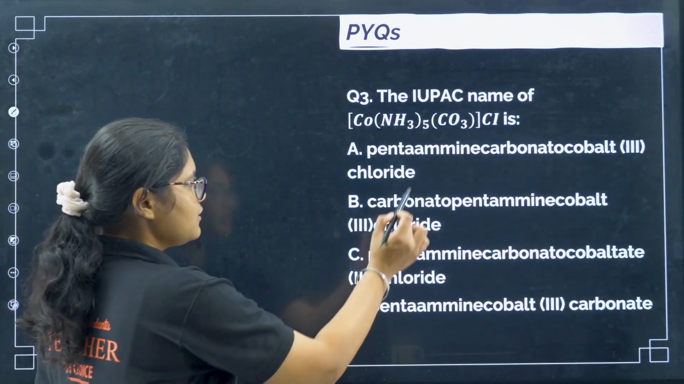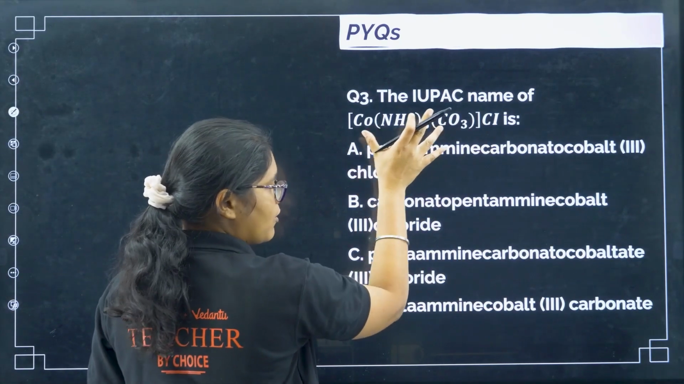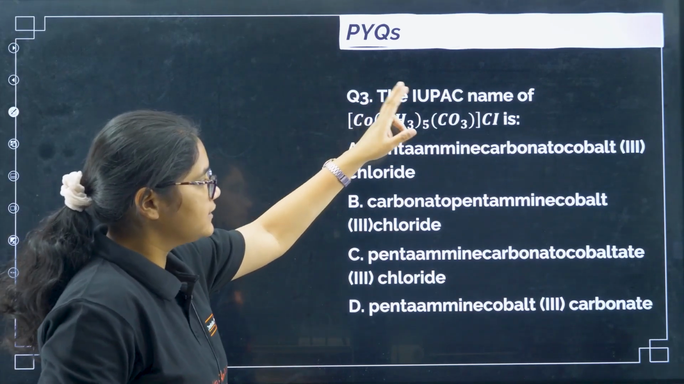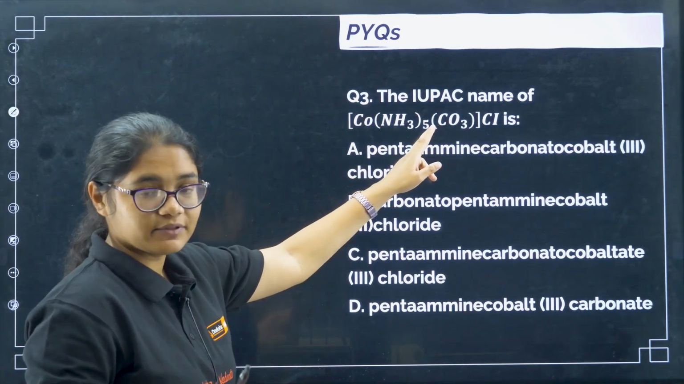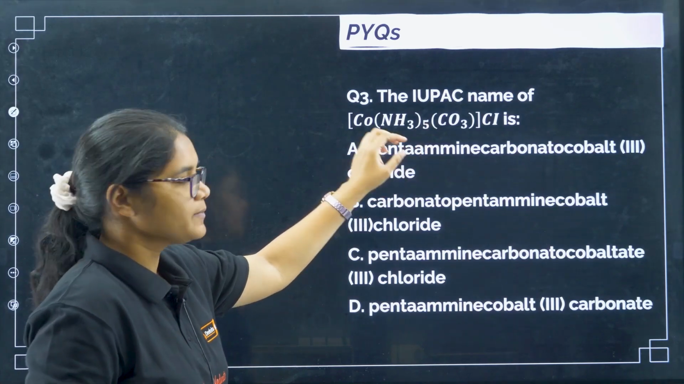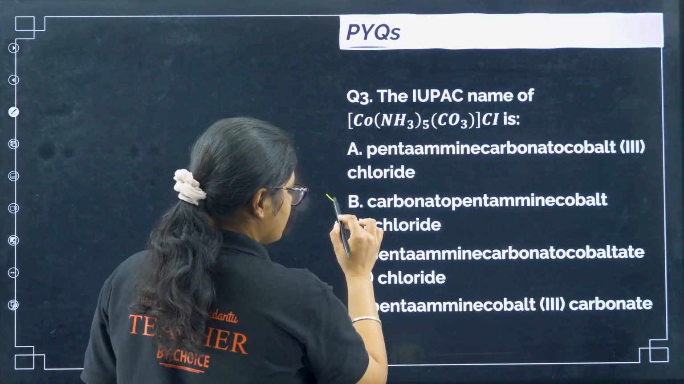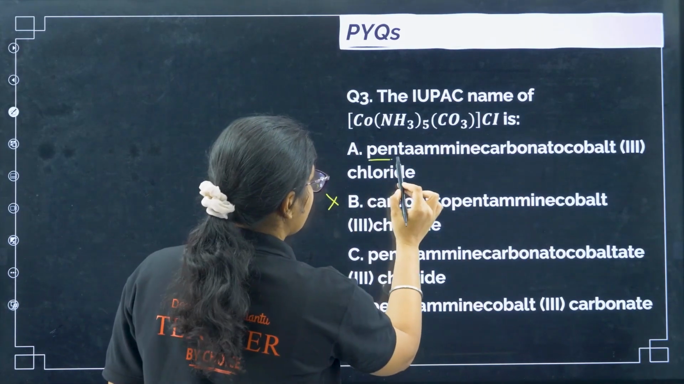IUPAC name of the given compound. Okay. First I will name the cation. Here the complex itself is the cation. So first we have to name this one. Next, in the complex, first I have to name the ligands in the alphabetical order. So here first is the ammine group. So pentaammine. Here I have pentaammine.